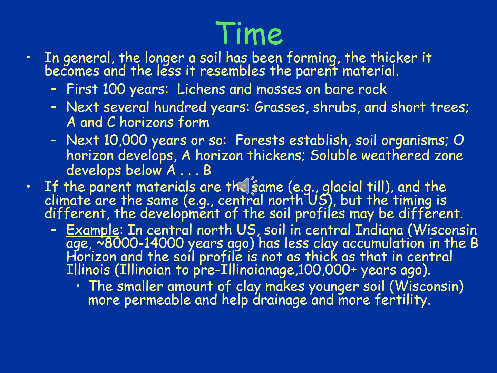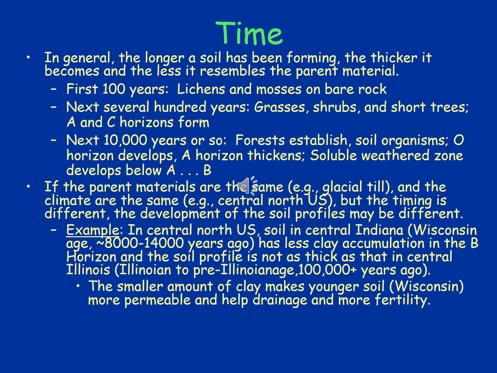An A horizon and C horizons form, and over the next 10,000 years or more forests establish. You get some soil organisms. The O horizon develops, the A horizon or topsoil thickens. And if the parent materials are the same and the climate is the same, but the timing is different, this is a way to give you a real contrast and show you that time matters. The development of the soil profiles can be really different.